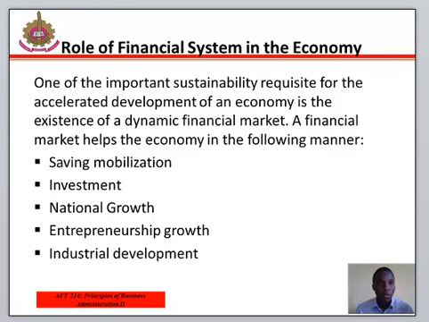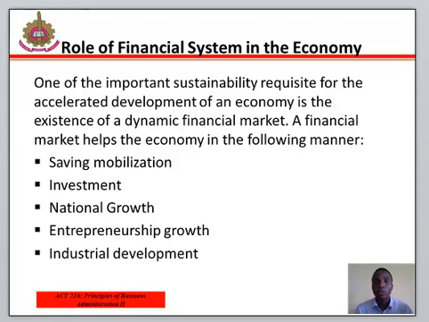Explaining these roles one after the other, starting with saving mobilization. Saving mobilization, obtaining funds from the savers or surplus units such as household individuals, business firms, public sector units, central government, state government, etc., is an important role played by financial markets.